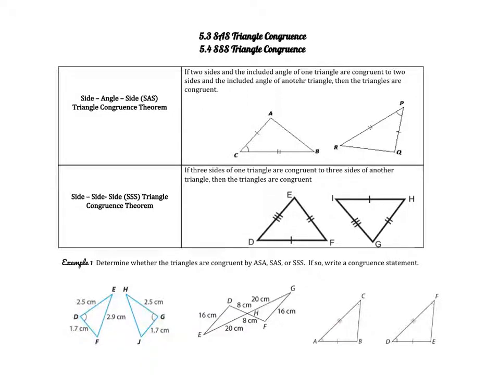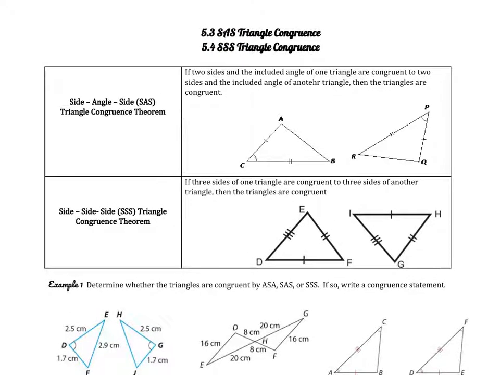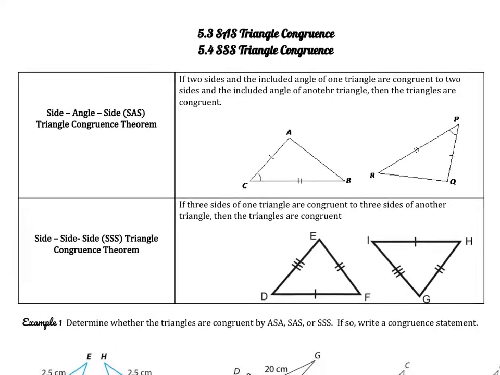and today we're going to learn about two new ways to determine triangle congruence: side, angle, side, and side, side, side. So remember the last lesson we learned how to find angle, side, angle, triangle congruence. So now let's look at this next one, side, angle, side.